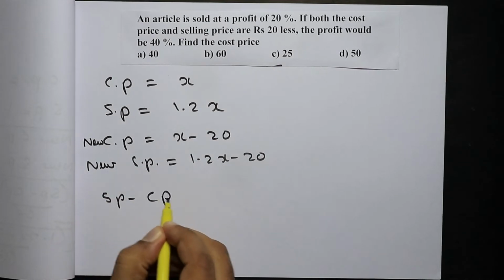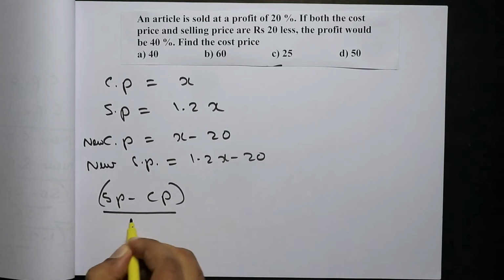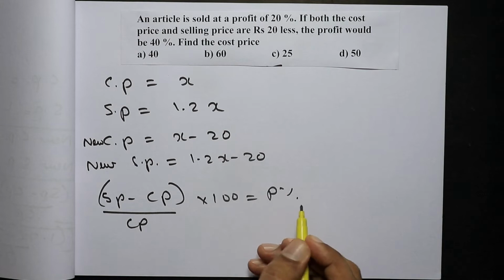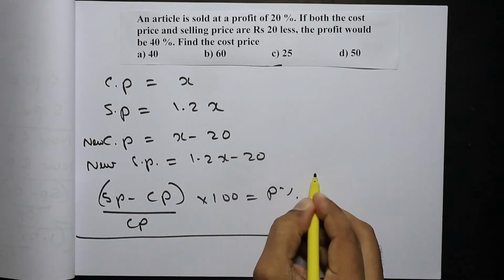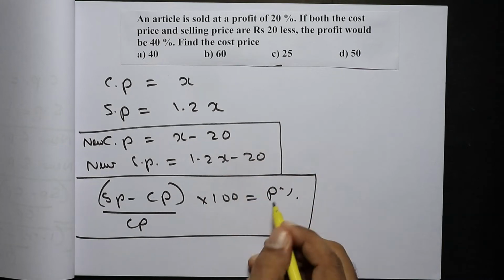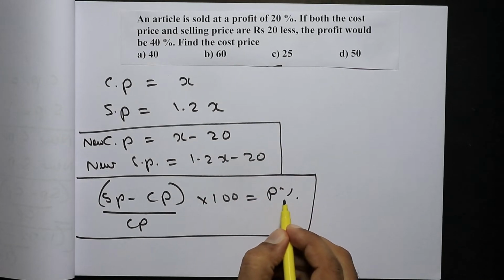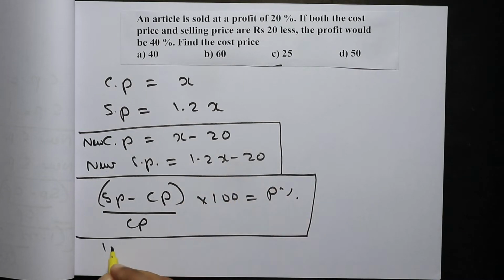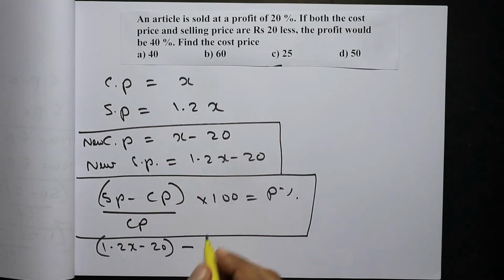SP minus CP gives you profit. Profit out of CP into 100 gives you profit percentage. This is the equation for profit percentage. We'll substitute for these new values. Then the profit percentage will be 40%. So new SP is 1.2x minus 20. So this is the new SP minus CP. CP is x minus 20.